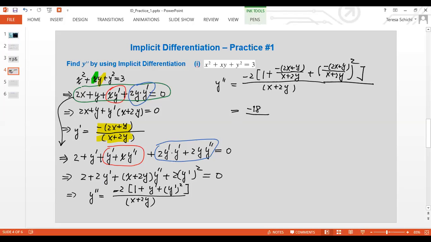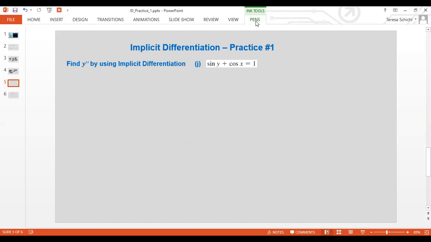It's negative 18, and this is x plus 2y to the cube here. Like I said, from here to here is all the algebra steps, right? So if you want, try to do it to see if you can get the same number as I have or not. All right. So that's why, to be successful in calculus, algebra is one of the very important skills, right? Okay, so now let's take a look at this one.